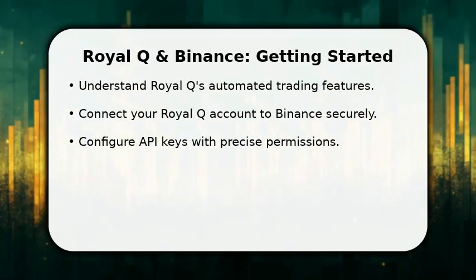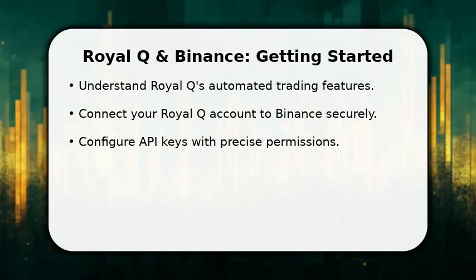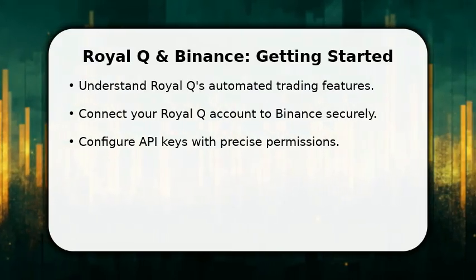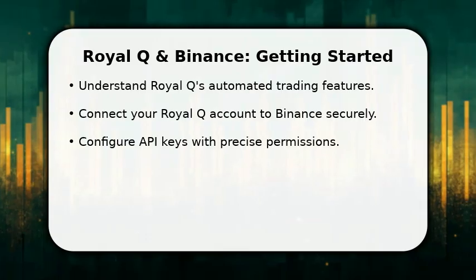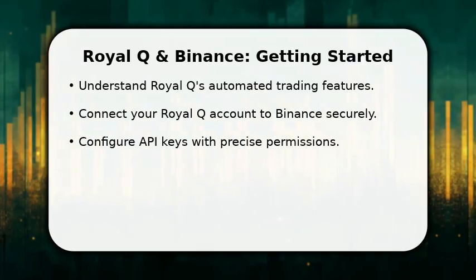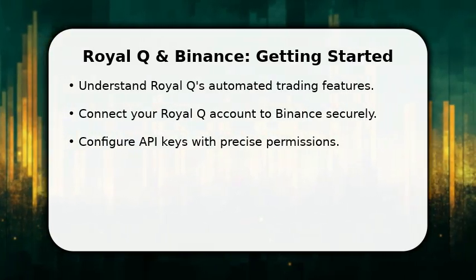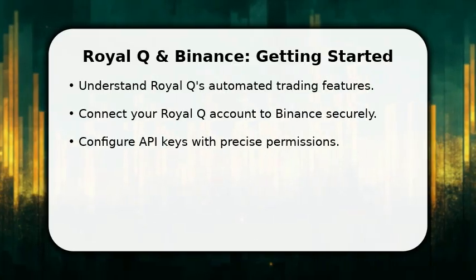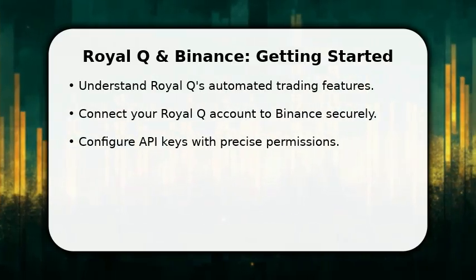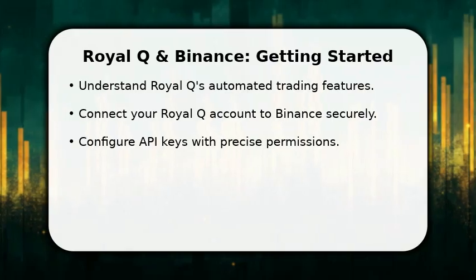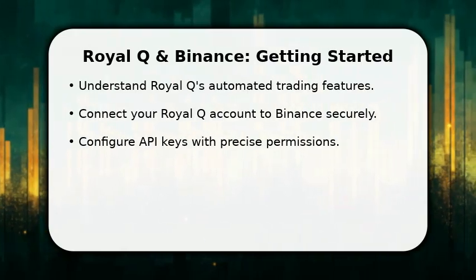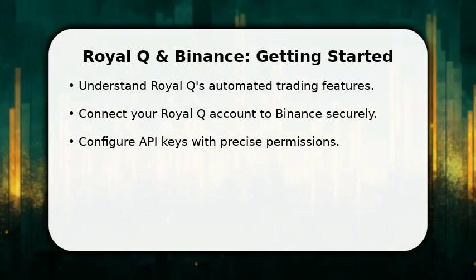In this video, I will explain how to use the Royal Q bot with Binance. First, you'll need to set up your Royal Q account and link it to your Binance exchange. This involves generating API keys on Binance and carefully pasting them into Royal Q. Ensure you grant only read and spot trading permissions for security.